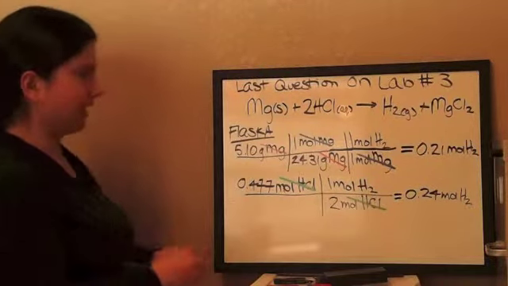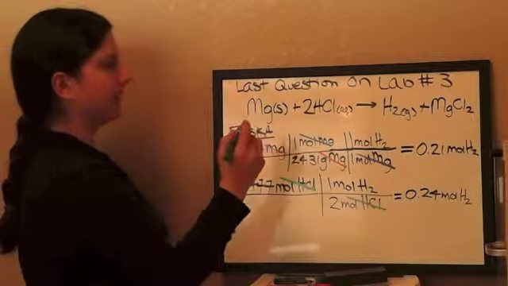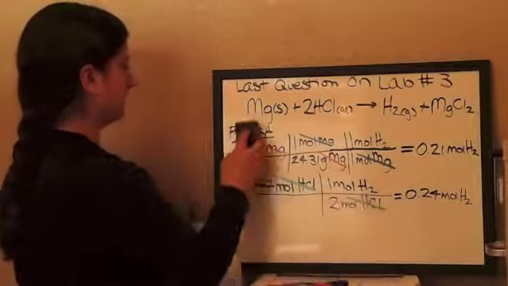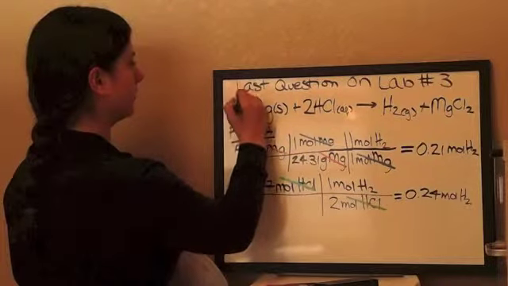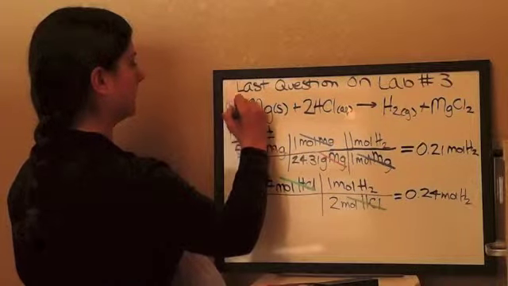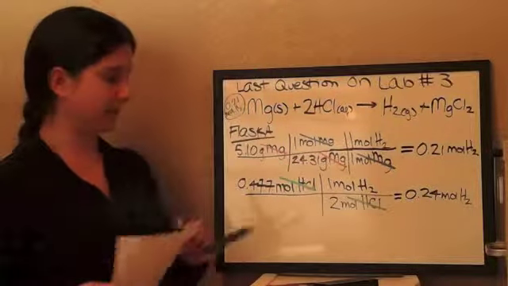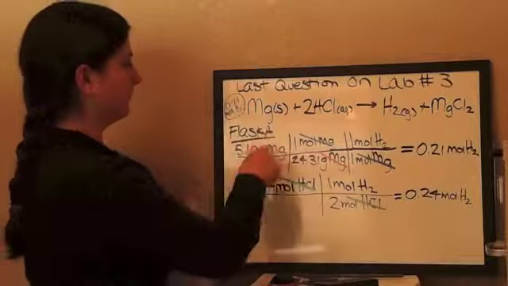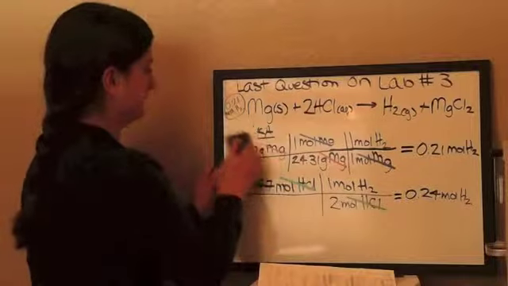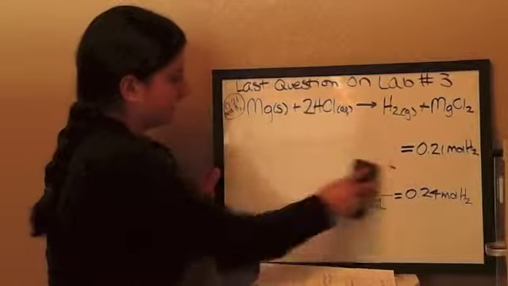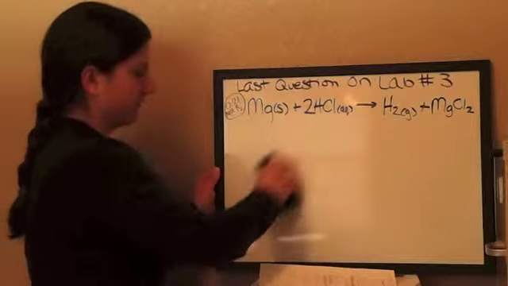I'm just going to write our answer for flask A. Actually, let me erase this. Flask A was 0.21 moles of hydrogen. We're going to set this to the side because we're going to go through and solve for flask B right now. Magnesium was the limiting reactant in this equation. So I'm going to erase this here, and we're going to work through the exact same steps for flask B.